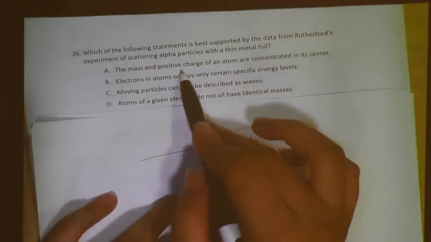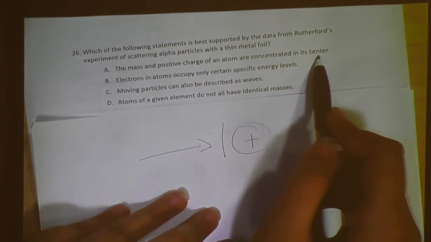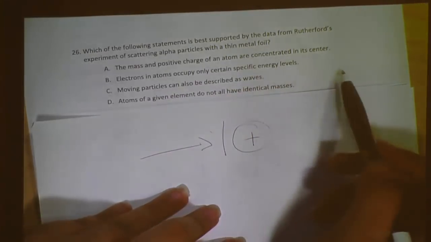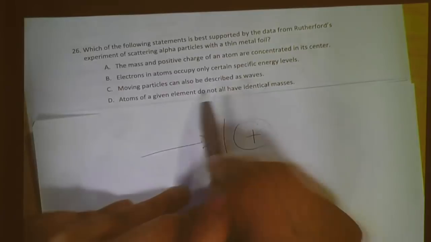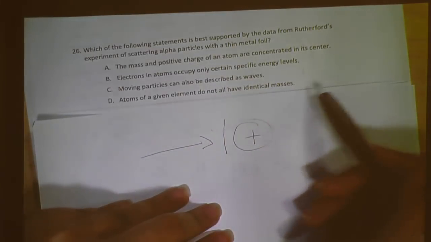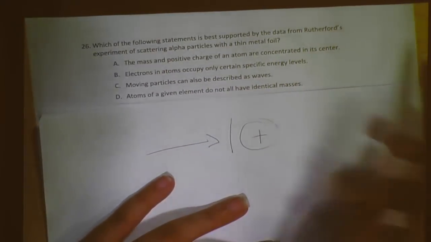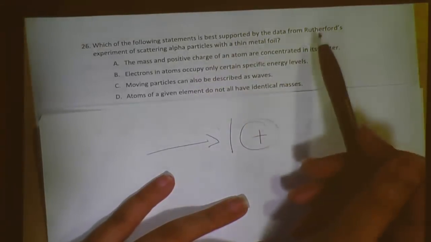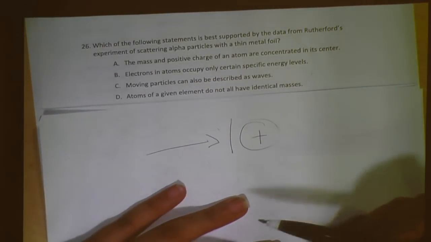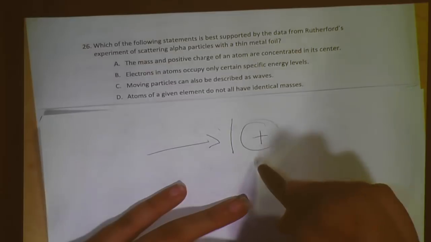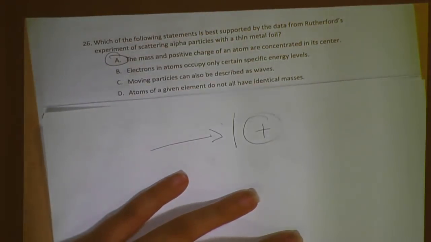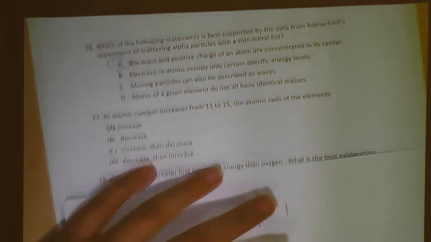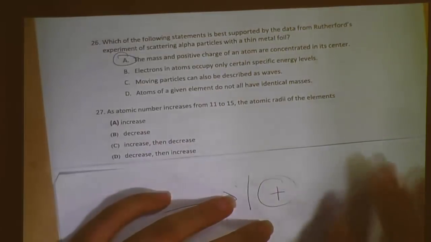It says the mass and positive charge of an atom are concentrated in its center. Electrons in atoms occupy only certain specific energy levels. Moving particles can also be described as waves, and atoms of a given element do not have the same identical masses. Well, it's alpha particles, and it's the Rutherford experiment, which dealt with seeing that there is a positively charged center, which is called the nucleus of an atom. So A is going to have to be the answer for this one. You can also use process of elimination because the last couple ones don't make sense.